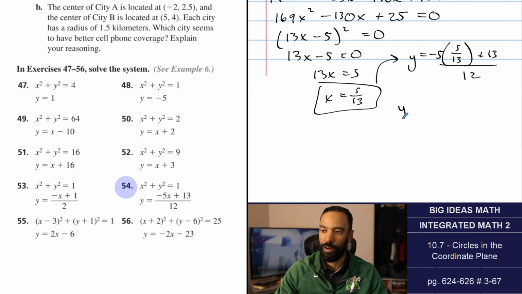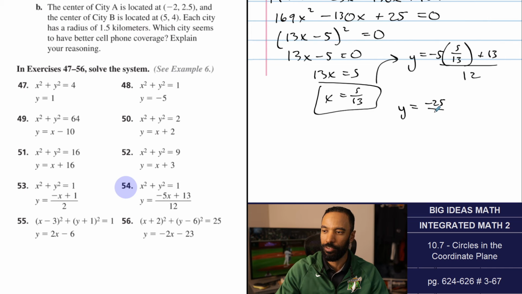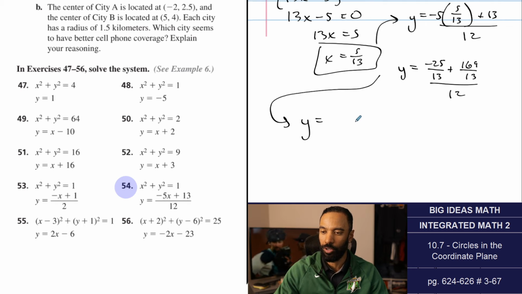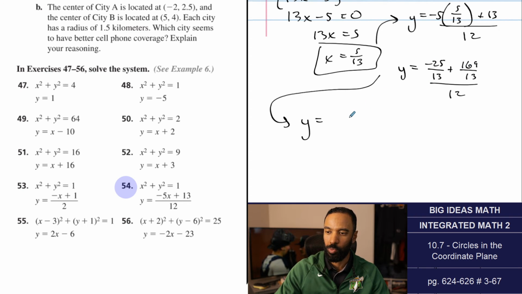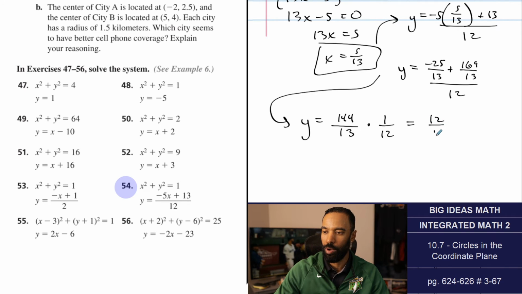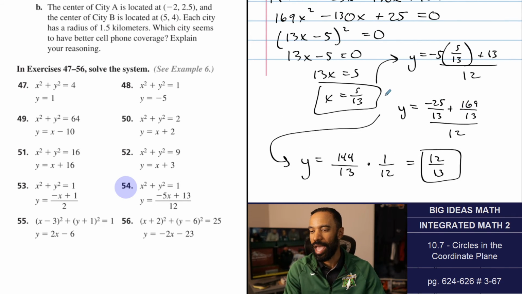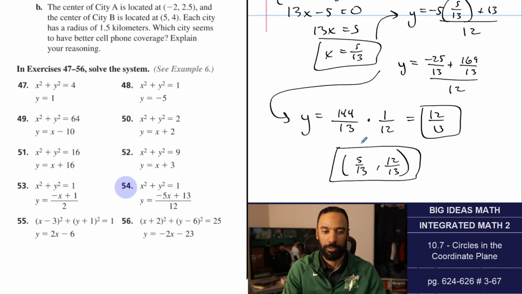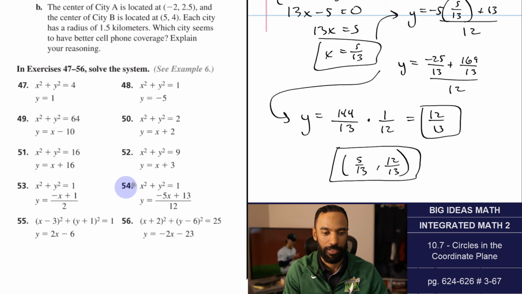Still a ways to go when it comes to fractions. That's negative 25/13. 13 is 169 over 13 as a common denominator. This is all divided by 12. Keep in mind, when divided by 12, that also means multiplied by the reciprocal, 1/12. So negative 25 plus 169 is 144. 144 over 13 times basically 1/12. And 144 over 12 is 12. You get 12/13 for y. So when x is 5/13, y is 12/13. That's 5/13, comma 12/13 as an ordered pair. Whew. A lot for that problem.